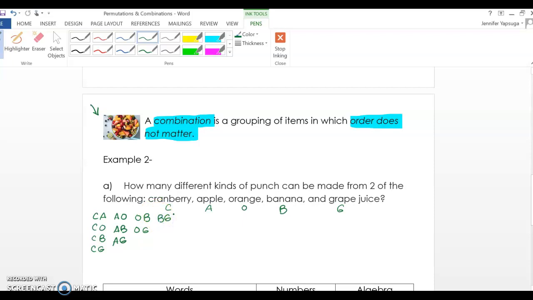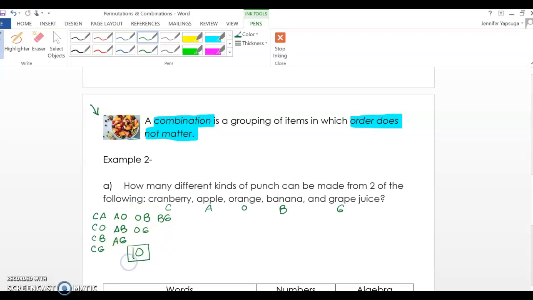In fact, I don't know if I've ever seen banana juice, but maybe you have. All right, so let's count up the different combinations we have. So if I count, I got 1, 2, 3, 4, 5, 6, 7, 8, 9, 10. So that gives me 10 combinations.